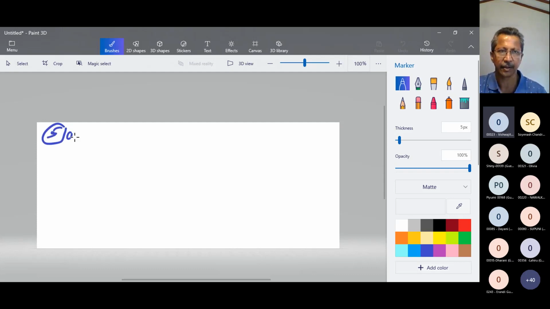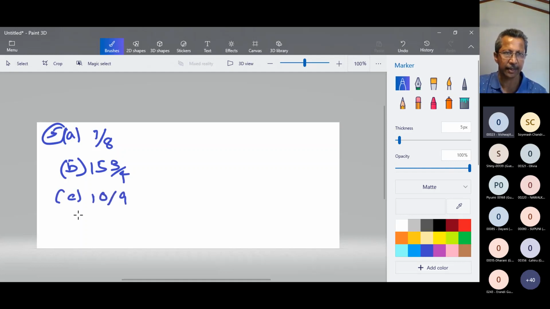A, 7 divided by 8. B, 15 3 upon 4. C, 10 divided by 9. D, 15 divided by 32. Okay. Go ahead and give me the answers, each of you. Take a water break.